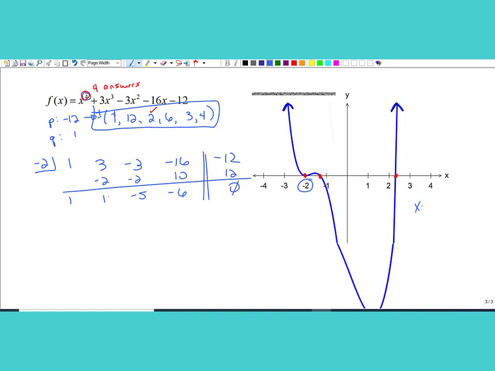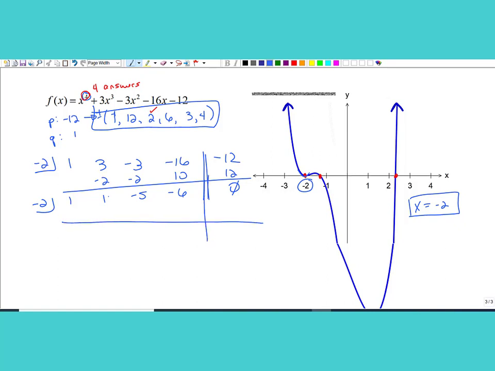Okay, x is definitely equal to negative 2. That is definitely a 0 or an x-intercept. Well, what am I going to try next? Oh, remember when we looked at the graphs of polynomials, and if the graph kind of bounced, it didn't pass through, that's an even multiplicity? Well, this graph looks like it bounces, so I'm going to try negative 2 again.